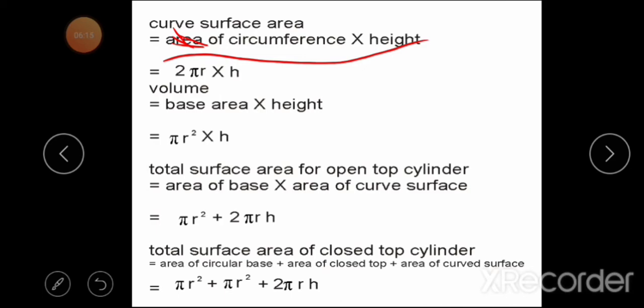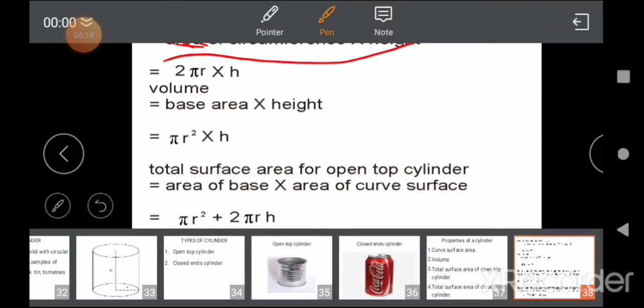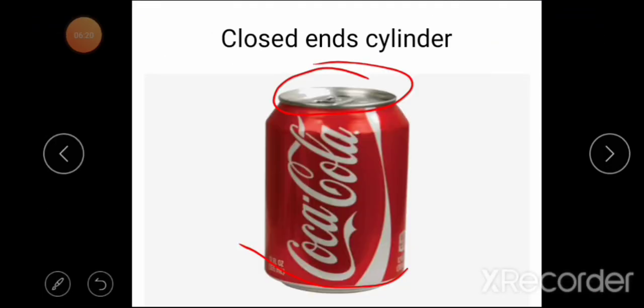When we talk about curved surface area, let me show you what we mean. This is a cylinder. These are the curved surface area. It's curved, you know this. The bucket or the container is curved. So the formula for the curved surface is what?